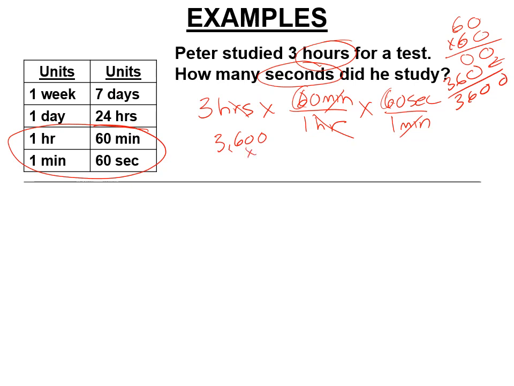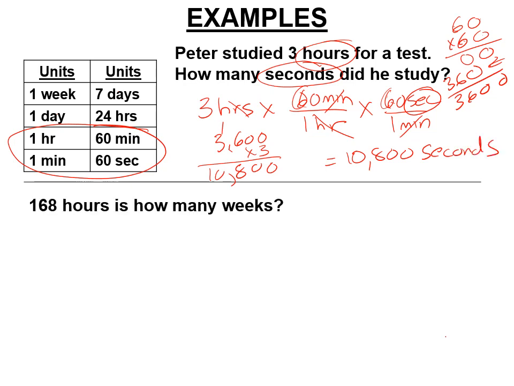So then all we have to do is multiply that by 3 for the final calculation. 3 times 6 is 18, 3 times 3 is 9, plus 1 is 10. So in 3 hours, there are 10,800 seconds.